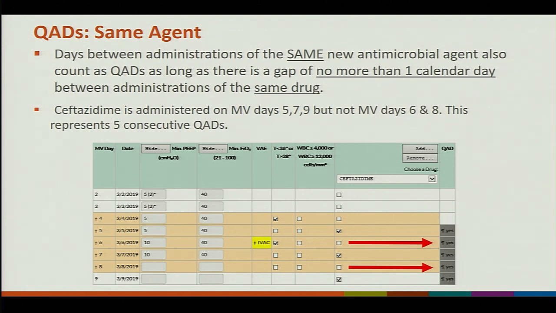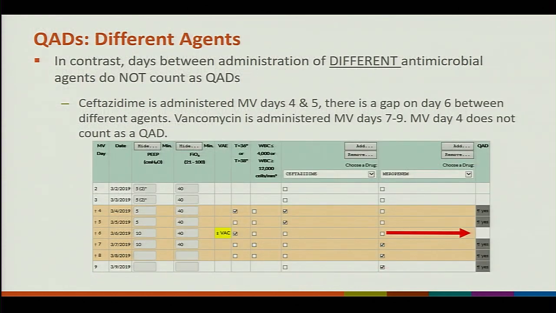Let's look at QADs in terms of the same agent being administered. Days between administration of the same antimicrobial agent count as a QAD as long as there is a gap of no more than 1 calendar day. So in this example, ceftazidime was administered on mechanical ventilation days 5, 7, and 9, but the days in between the administrations count so that we have QADs on mechanical ventilation day 5 through 9. Also shown here, as long as the antimicrobial agent was new, started within the VAE window period, the accrual of QADs in this example as well can extend beyond the window period. By contrast, when looking at different agents being administered, days between administrations do not count as QADs.